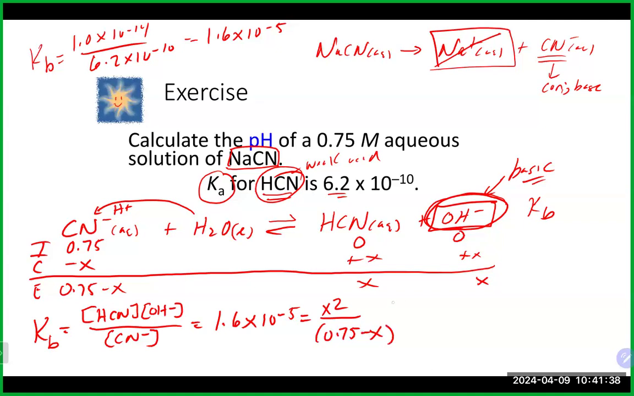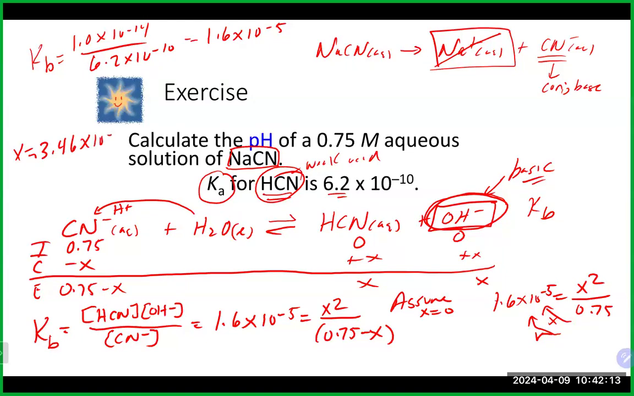The assumption worked well last time, so why not try again? Oftentimes it will work pretty well with these. We're going to assume x is equal to 0. That's going to give us 1.6 times 10 to the minus 5 equals x squared divided by 0.75. Once again, I'm going to multiply and then square root it. Taking our 1.6 times 10 to the minus 5 times 0.75 and then square rooting will give us an x value of 3.46 times 10 to the minus 3.